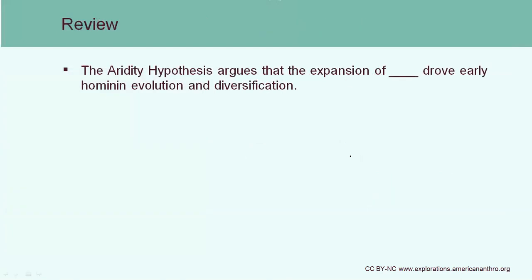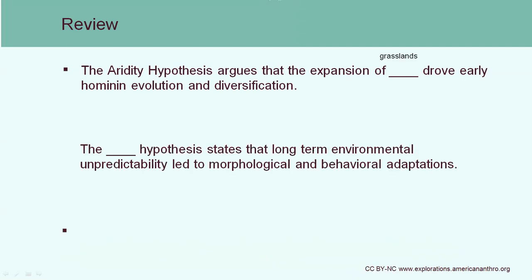So here's a review question for you. The aridity hypothesis argues that the expansion of blank drove early hominin evolution and diversification. So what was it that expanded? It was the grasslands. Next, the blank hypothesis states that long-term environmental unpredictability led to morphological and behavioral adaptations. So what was that one called? That was the variability selection hypothesis.